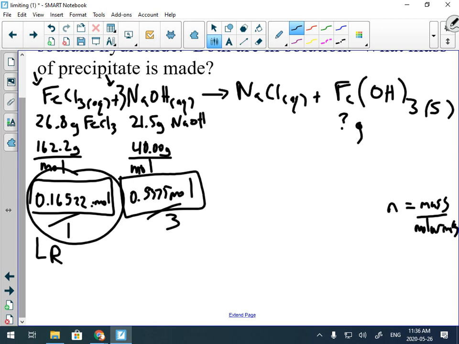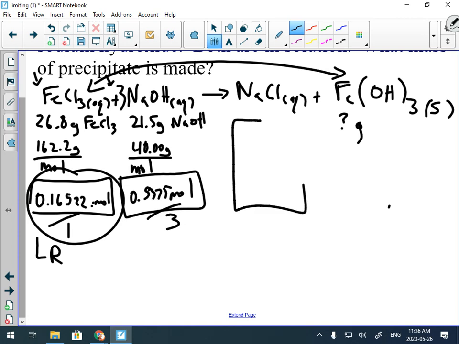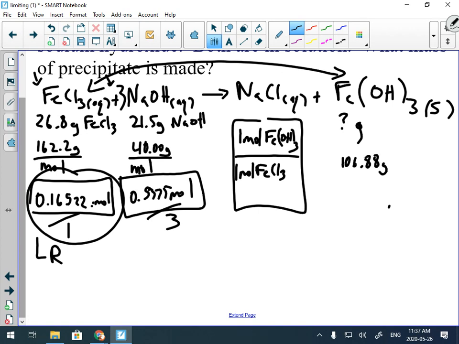Now, the second part of this question is I need to solve for the mass of iron hydroxide. So now it's a normal stoichiometry problem where I have two substances to compare. So I need the mole ratio between them. I have 1 mole of iron hydroxide, right? Mole ratio is always one of the things we use, and 1 mole of iron chloride. I also need the molar mass of iron hydroxide. So quite quickly, I have 106.86 grams iron hydroxide per mole iron hydroxide.